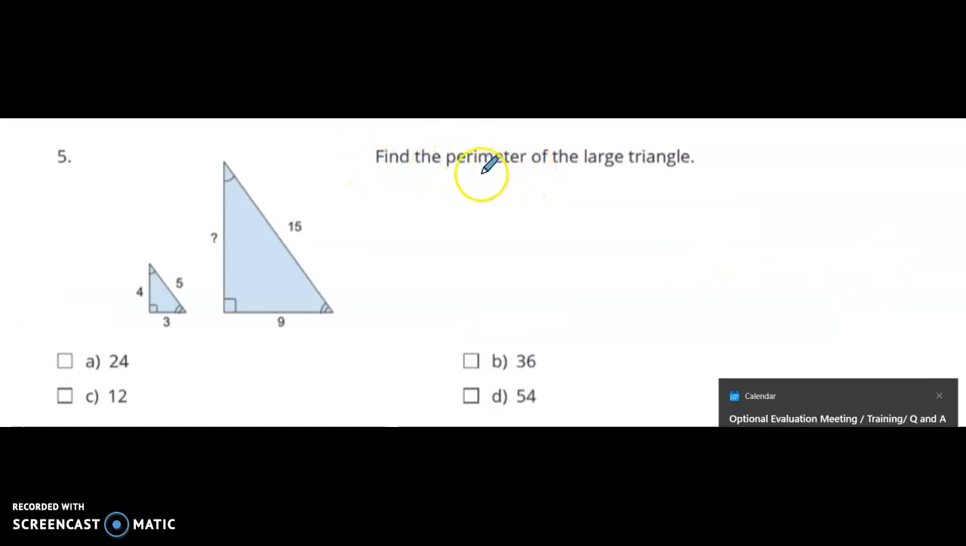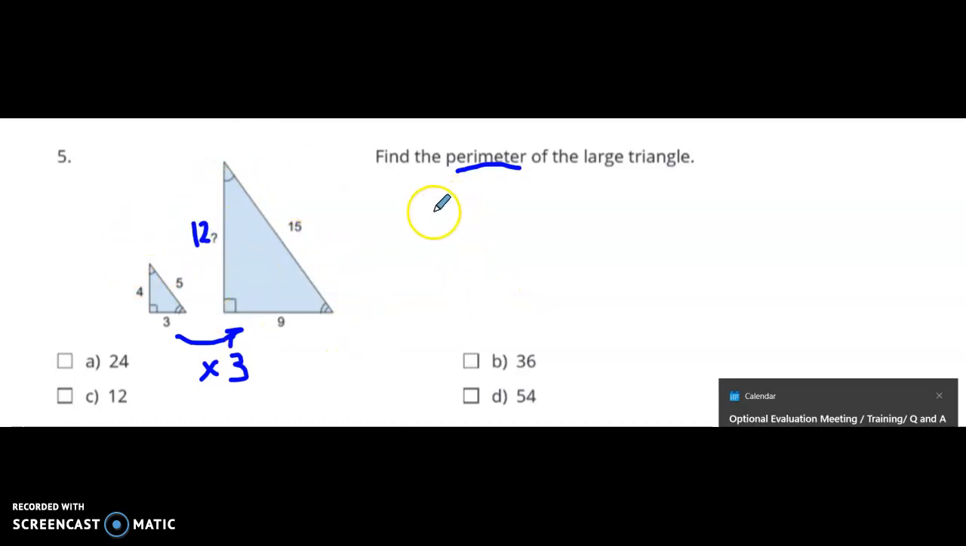Find the perimeter of the large triangle. Remember, perimeter is the distance around a shape, so we add up all the sides. Before we can add up all the sides, we need to find this missing length. So how do I get from 3 to 9? Times 3. My corresponding side here, the 5 and the 15, is times 3. So to get from 4 to this missing side, we have to do times 3. 4 times 3 equals 12.